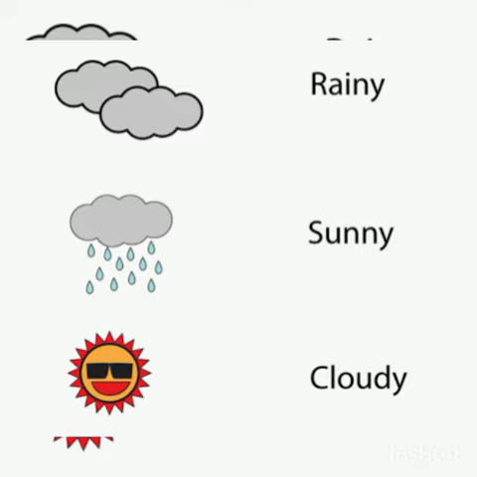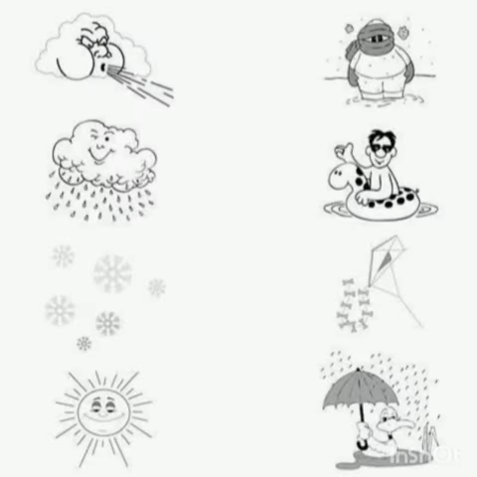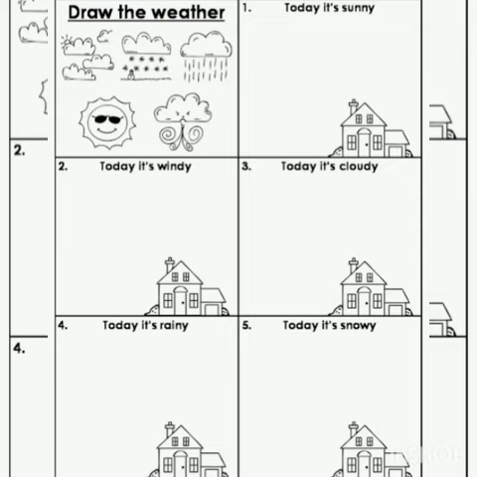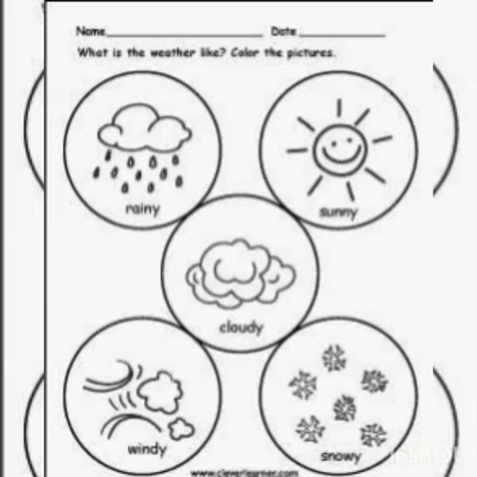The next is, you can match the name of weather to its picture, like rainy, sunny, cloudy. The next one is, match the picture with the relevant weather. And draw the weathers as said, sunny, windy, cloudy, rainy and snowy. The next worksheet is, color only cloudy or only sunny weather or snowy or rainy.